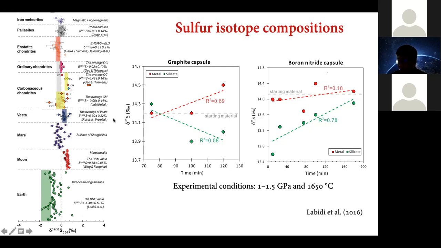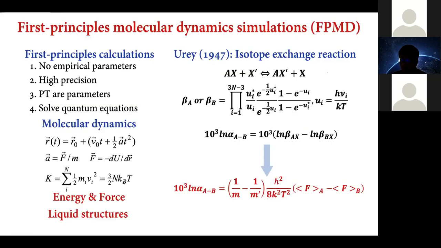But we are not sure about the isotope exchange equilibrium. And on the other hand, the experiments have been only performed at low pressure. For example, the pressure is lower than 2 GPa and the temperature is more than 2000 Kelvin, while the pressure and temperature for Earth's core formation are expected to be much higher. I mentioned before, the pressure is about 20 to 60 GPa. So we want to use first-principles calculations to determine sulfur isotope fractionation between core and mantle.